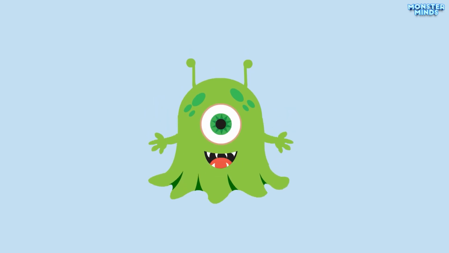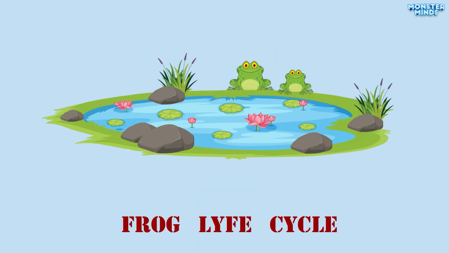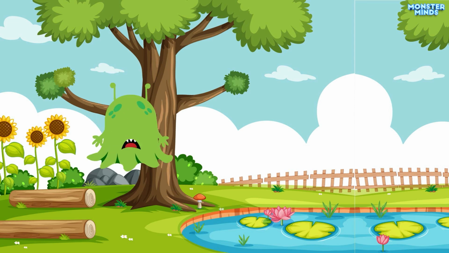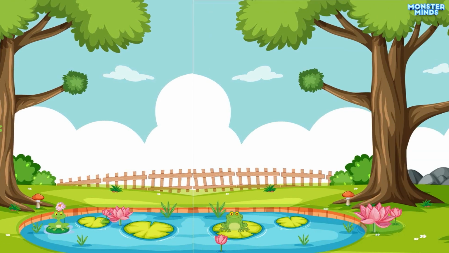Hello, friends. Today we'll learn about the frog life cycle. A life cycle refers to the changes or stages that an animal goes through while it's alive. See these frogs playing near the pond?